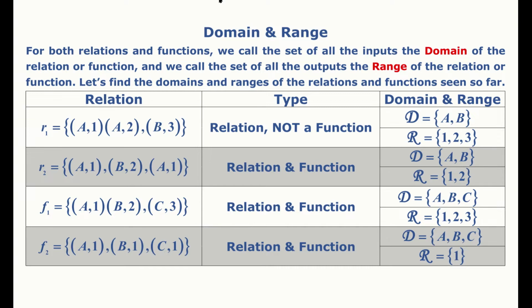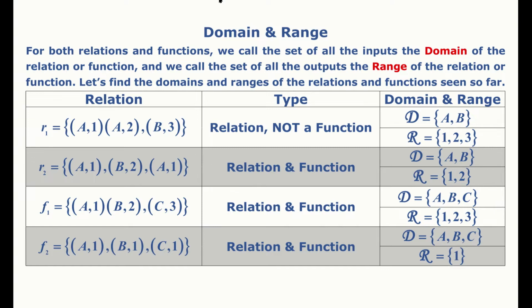And what are the outputs of this relation? Well, we have 1, 2, and 3. That's what we put in here. So the domain, well, I believe I said function, it's actually a relation, right? So the domain of this relation is the set containing A and B, and the range of this relation, which is not a function, is the set containing 1, 2, and 3.